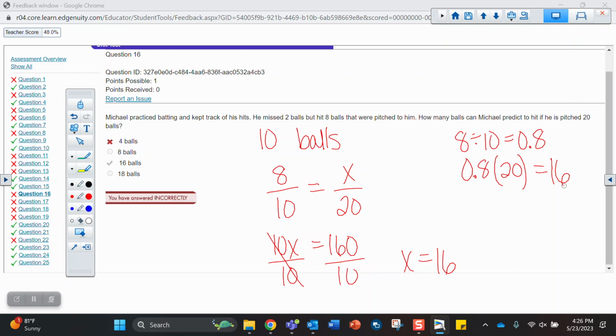The answer you selected is how many he would miss. If he missed 2 out of 10, then we would predict 4 out of 20, but it said how many is he predicted to hit.